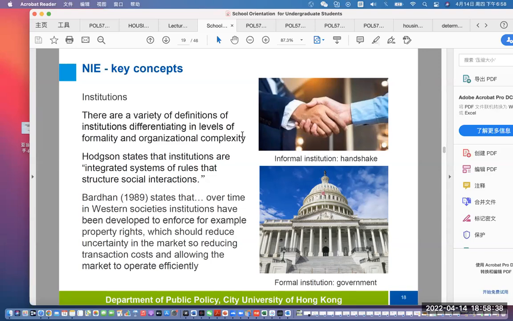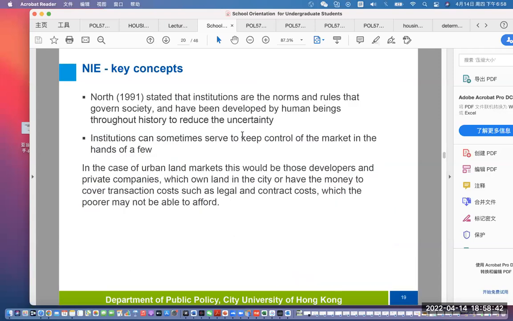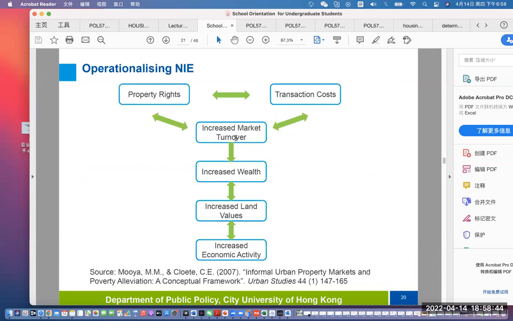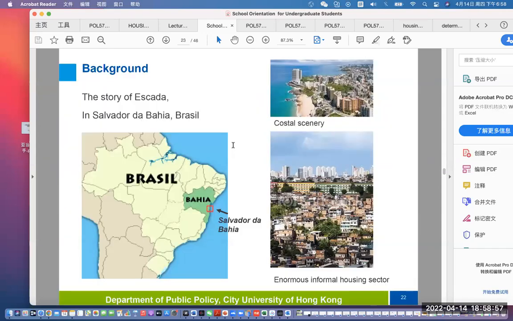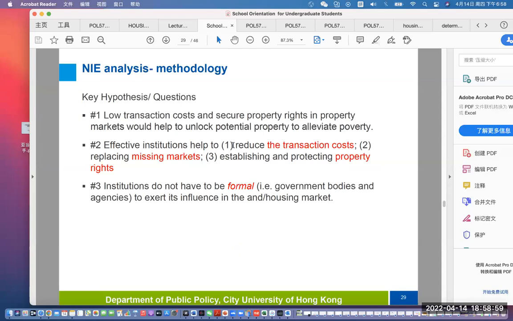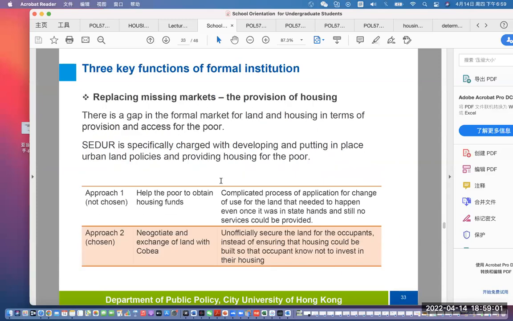And then this is from different informal ways that Ronald Coase has introduced a lot. This figure is quite important because it mainly introduced the whole process of the mechanism. How does the informal property market work? And Brazil was used as an example, but this would be potential. We can go through this quickly.